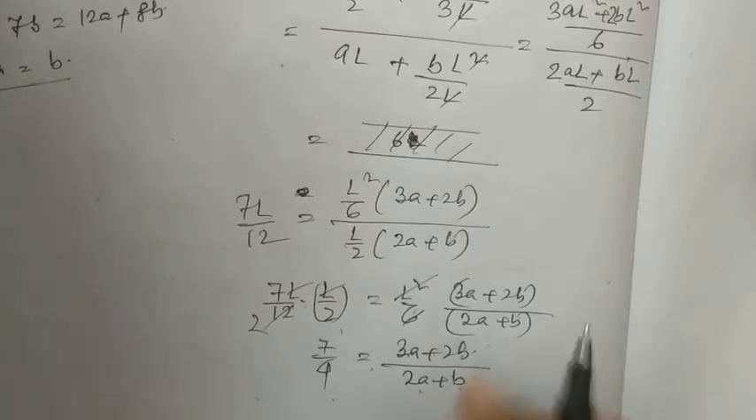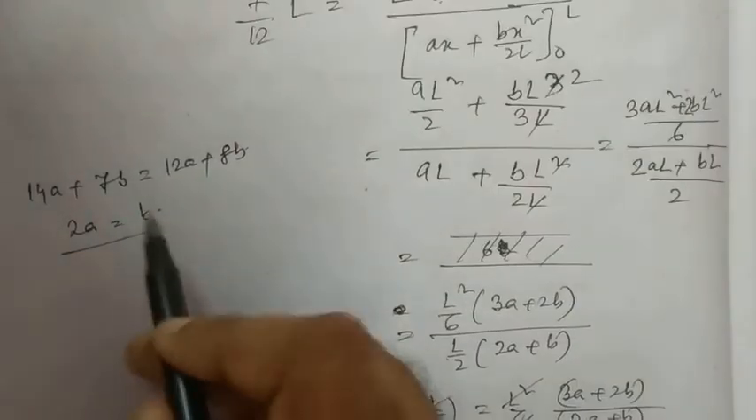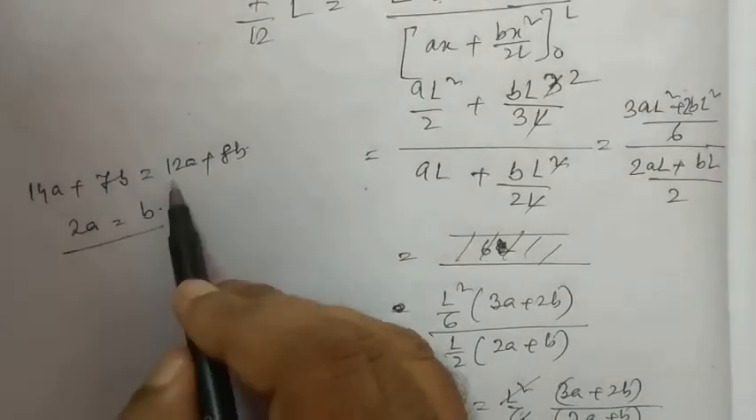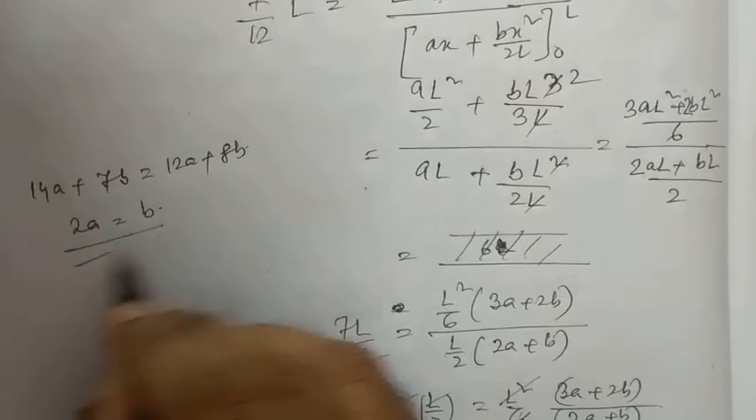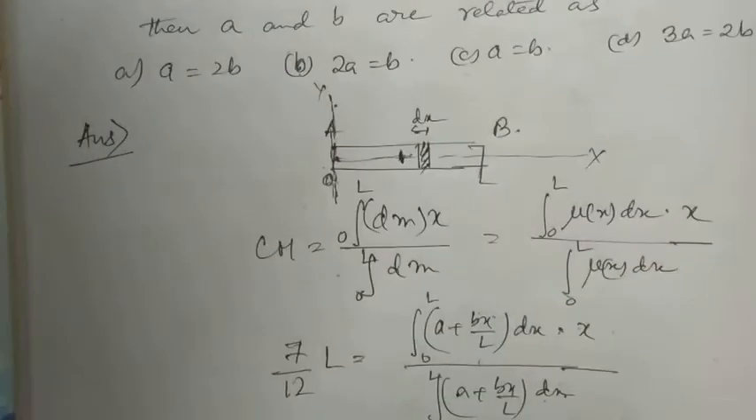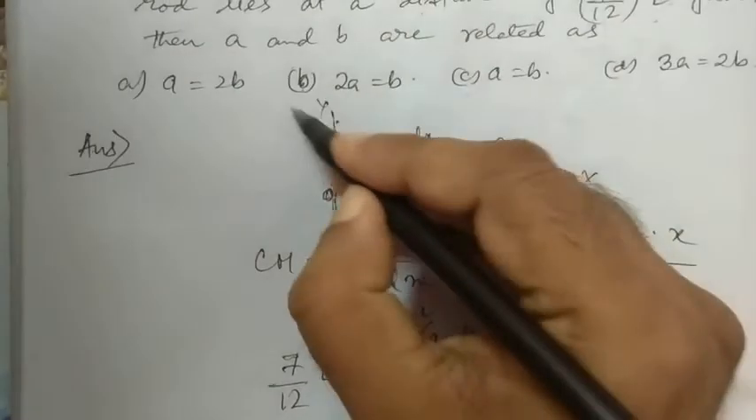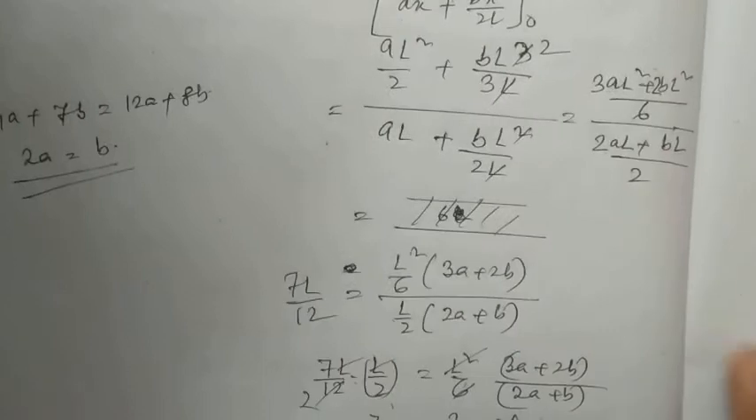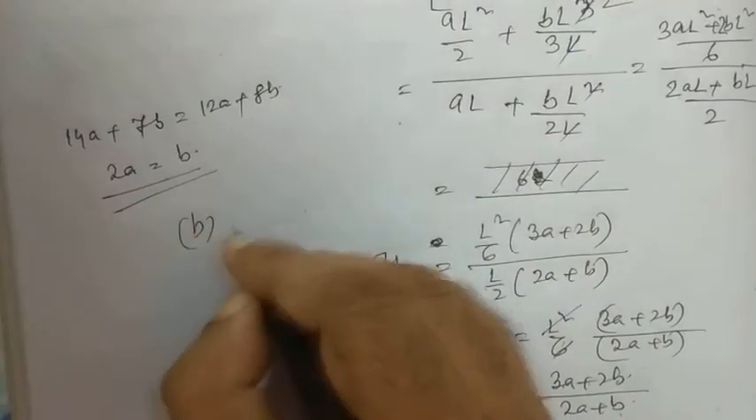Now cross multiplying, we get 14a plus 7b is equal to 12a plus 8b, which leads to the relation of 2a is equal to b. So option number B is correct.